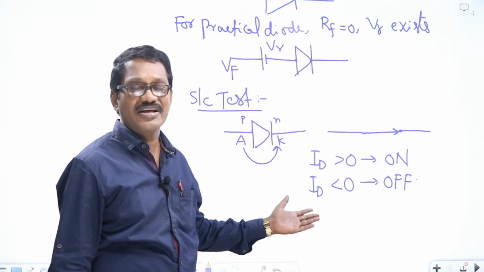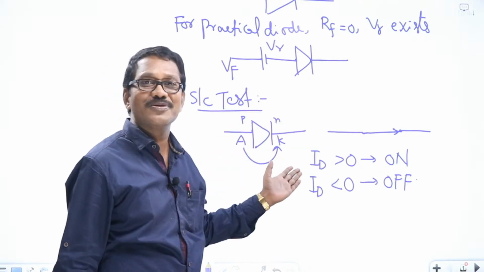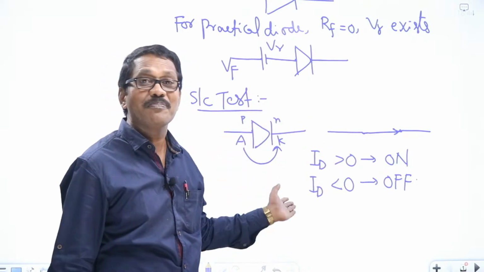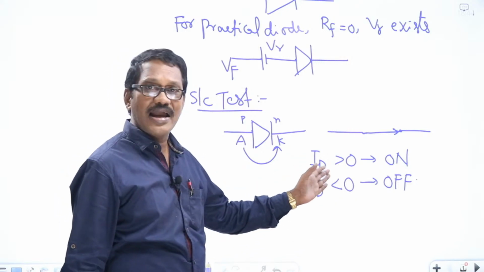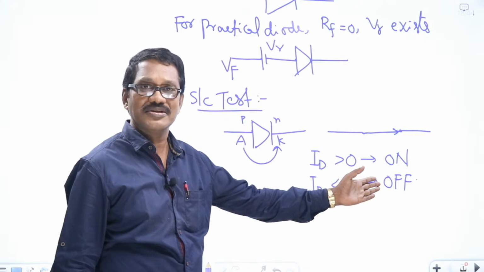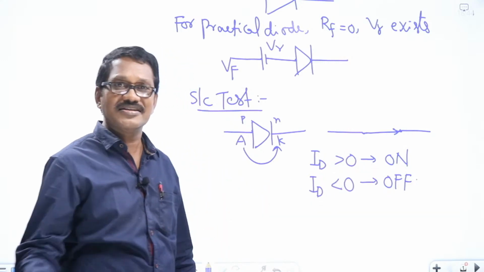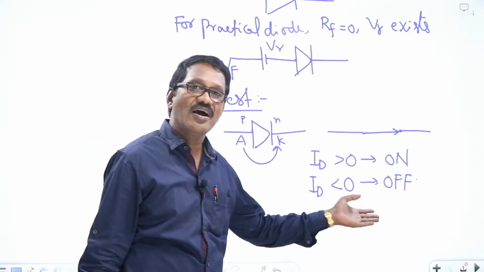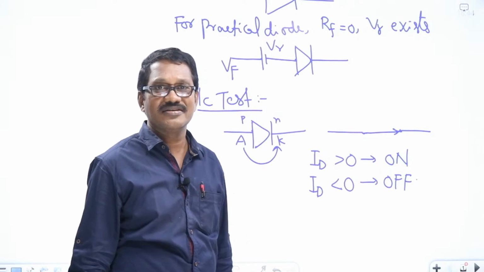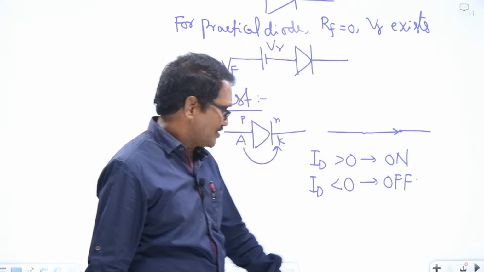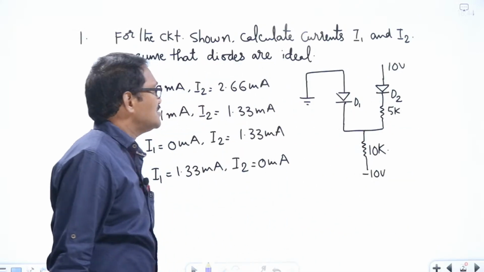In the short circuit test, the diode is replaced by a short circuit, and the current direction is assumed to be from N to P only. And so if we now calculate ID, the current through the diode, if ID is greater than 0, that means current conduction is introduced, then it is said to be in an on state. On the other hand, if it is less than 0, off state. Right? So now let us see some problems on this topic.